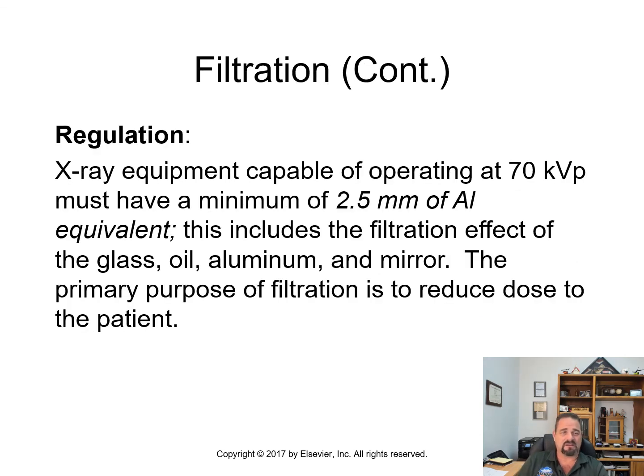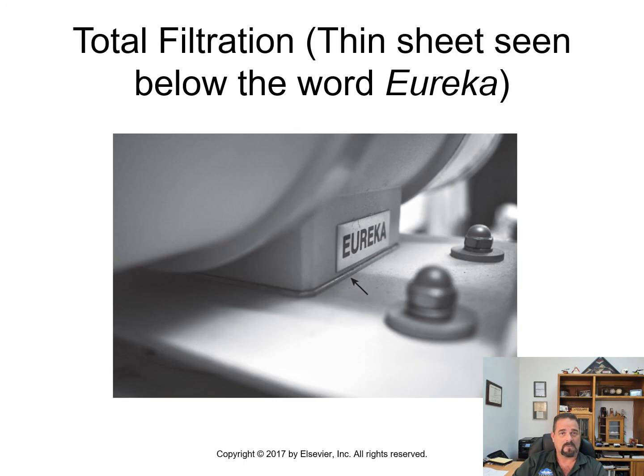All right, so regulation. X-ray equipment capable of operating at anything over 70 kVp must have that 2.5 millimeters of AL equivalent. This includes the filtration effect of the glass, oil, aluminum, and also the mirror. The primary purpose of the filtration is to reduce the amount of dose to the patient. Please remember that. That is definitely a test question. 70 kVp units need to have a minimum of 2.5 AL, period. All right, so total filtration. Here's an aluminum filter right here. This is what we were talking about, mounted into the system.